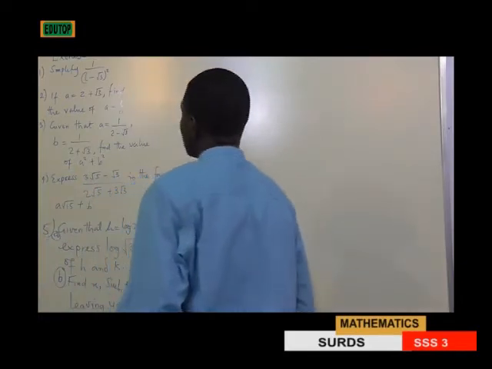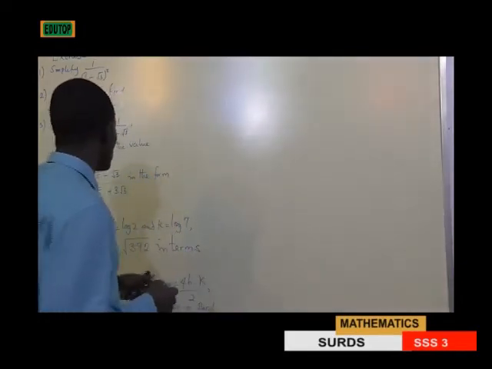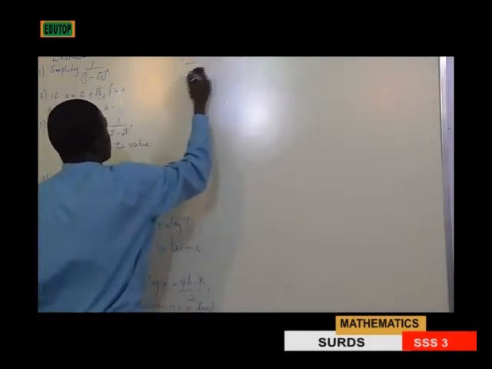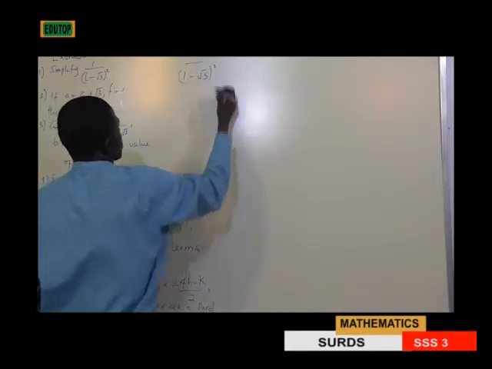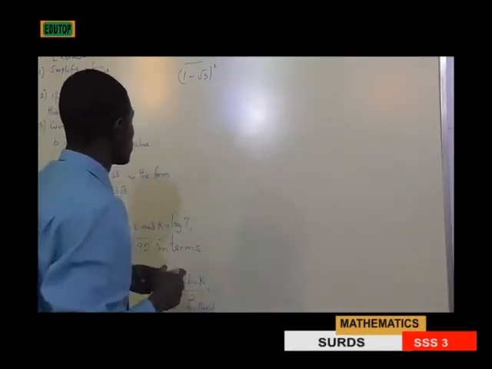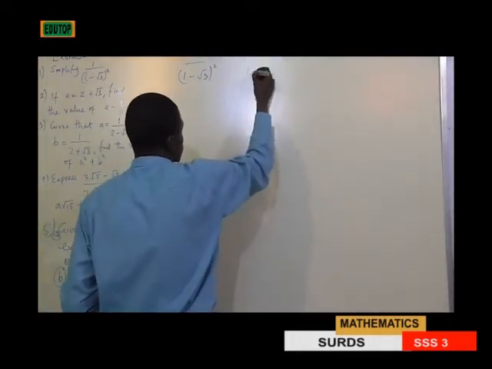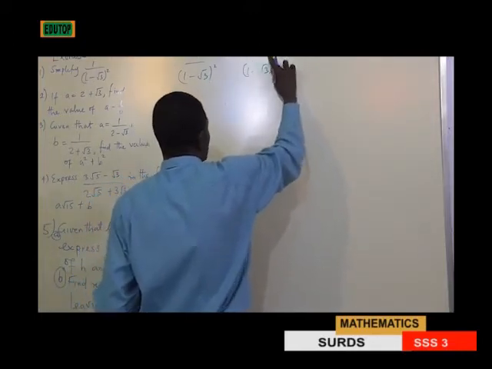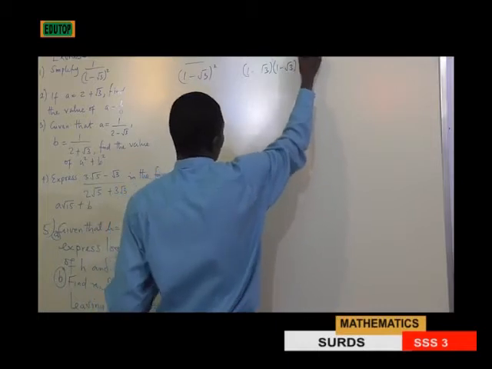The first question is: simplify 1 over 1 minus root 3, all squared. So automatically here we are to simplify this expression. All we need to do is to expand the denominator. And by so doing, we are to expand this. That means we have to write this repeatedly, and it will be this way.